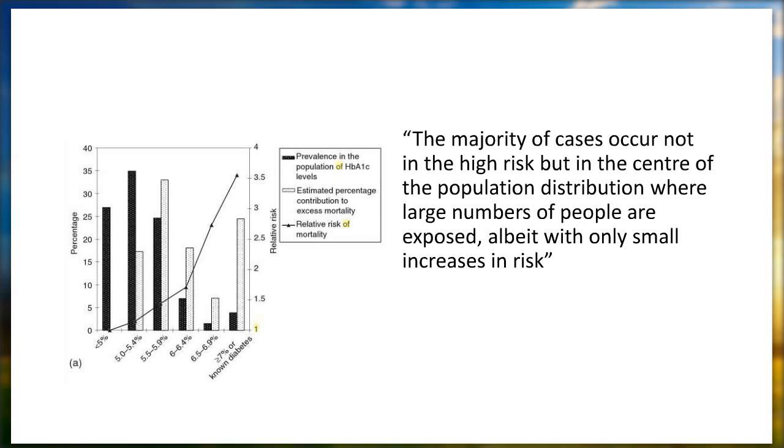The biggest graph is 5-5.5%. Most people have hemoglobin levels there. So you're 1.5% away from 7% in diabetes. There's quite a range there.